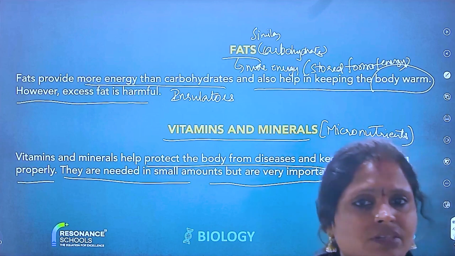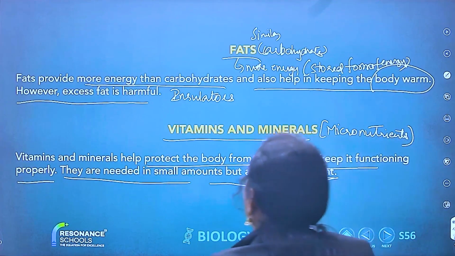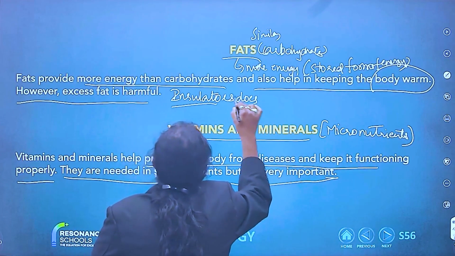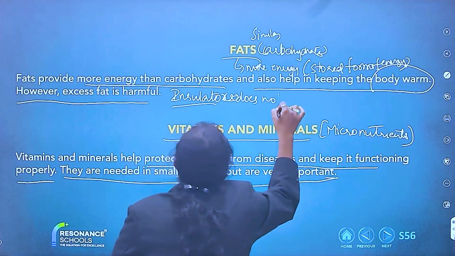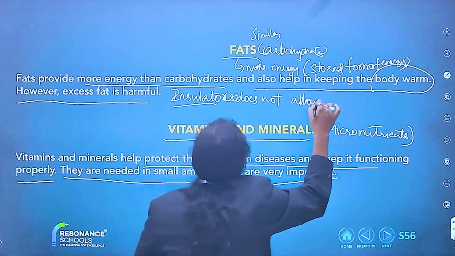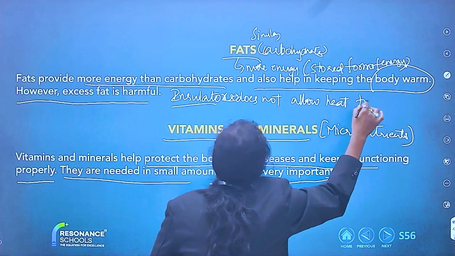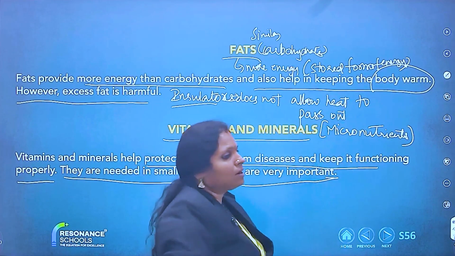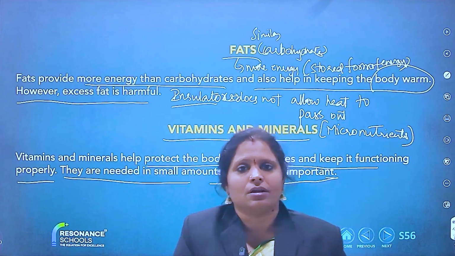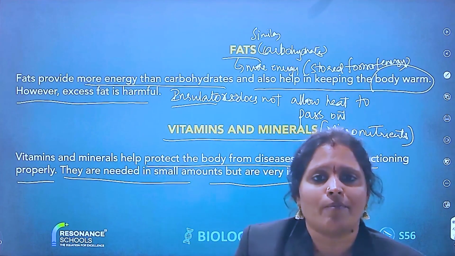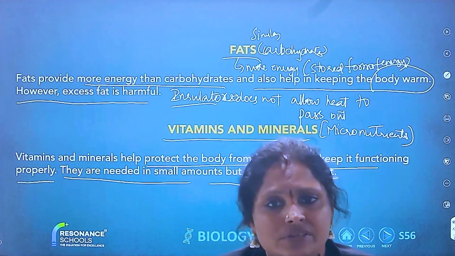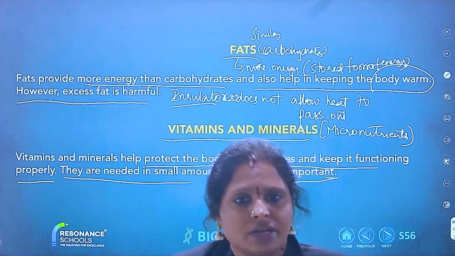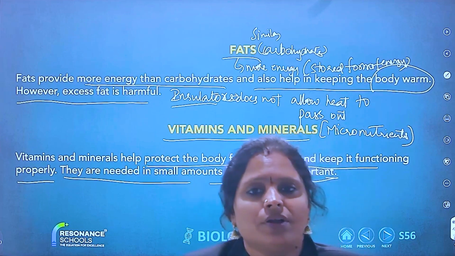What are insulators? Insulators are nothing but they do not allow heat to pass out. That is the reason if you wear a woolen sweater, your body becomes so warm, because wool is a kind of insulator where it doesn't allow any heat to pass out. Got it?